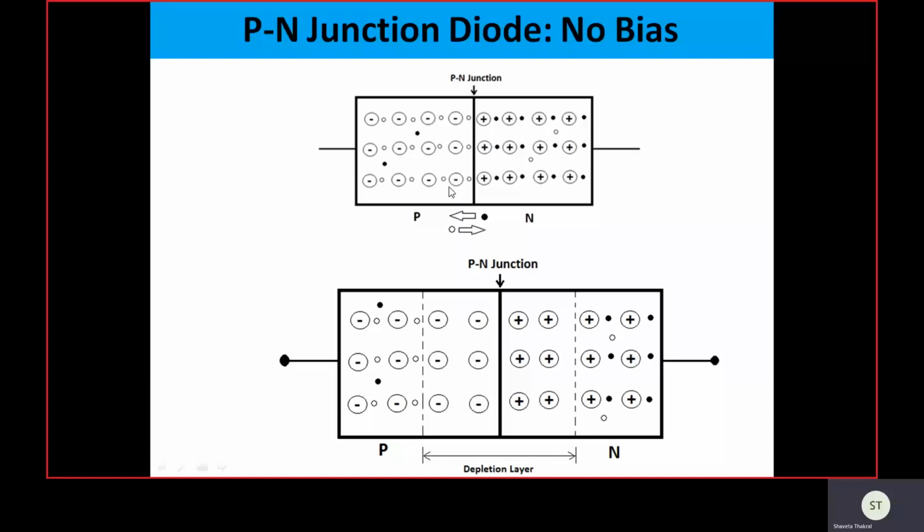As we have discussed, in the p-type the majority charge carriers are holes, and in the n-type the holes are the minority charge carriers. So obviously there will be movement of holes from P to N. Similarly, in the n-type the majority charge carriers are electrons and the minority charge carriers are holes. So there is movement of electrons from N to P. So they move in opposite directions: holes from P to N and electrons from N to P.